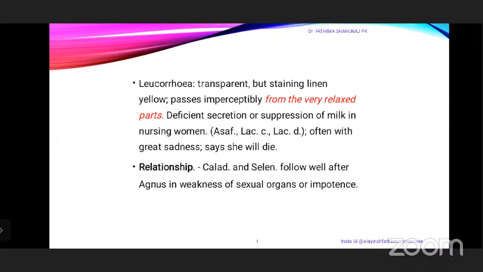And in Lac defloratum, menses delayed and suppressed by putting hands in water and drinking a glass of milk will predominate. So in Lac defloratum, there is water. Taking a glass of milk will suppress their menses. And in Lac caninum, loss of milk while nursing without any known cause. And in Asafoetida, there will be deficient milk with oversensitiveness. Again in relation, weakness of sexual organs or impotence.